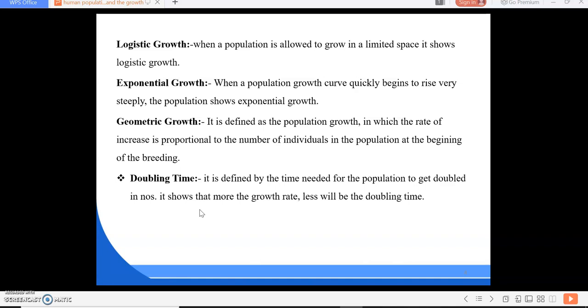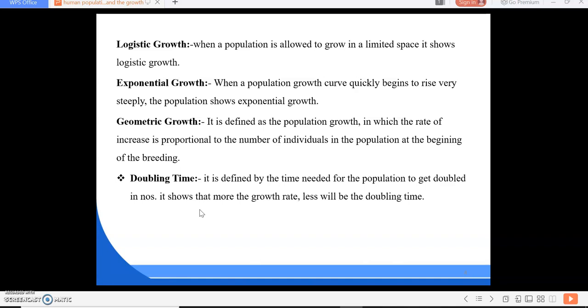Next is exponential growth. When a population growth curve quickly begins to rise very steeply, the population shows exponential growth. A population growing exponentially increases according to the equation Nt = N0 e^(rt).